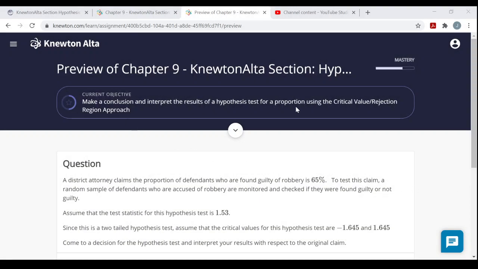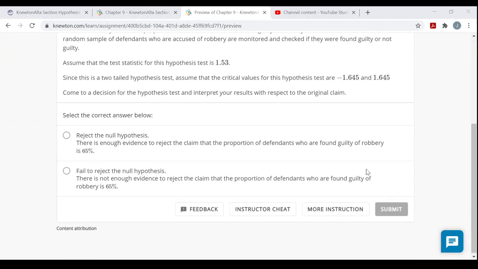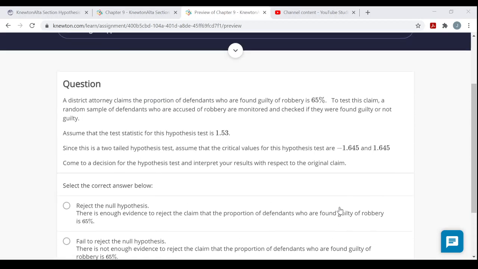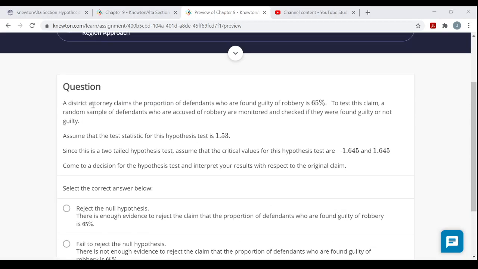So again, if you're unfamiliar with the topic, want to see more on this objective, click on more instruction and look at their videos, their notes, their examples. Hopefully those help.